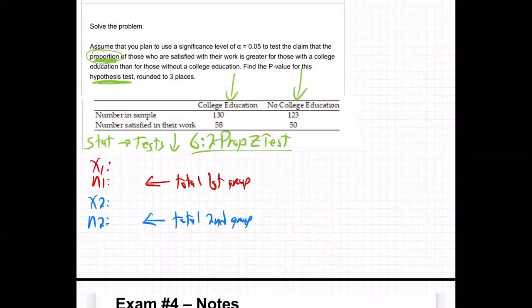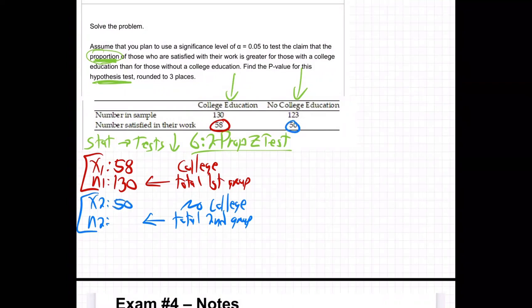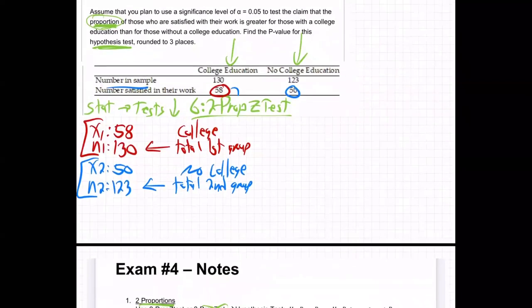Okay, so the first group, so this will be the college educated group. The satisfied would be the 58, and the 130 is the total. Watch out, right? The total has to go on the bottom. You got to reverse those. And then this is the no college group, and that's 50, and 123 is the number in the sample. So this is X1, N1. This is X2, N2, right? Gotta be a little careful there.